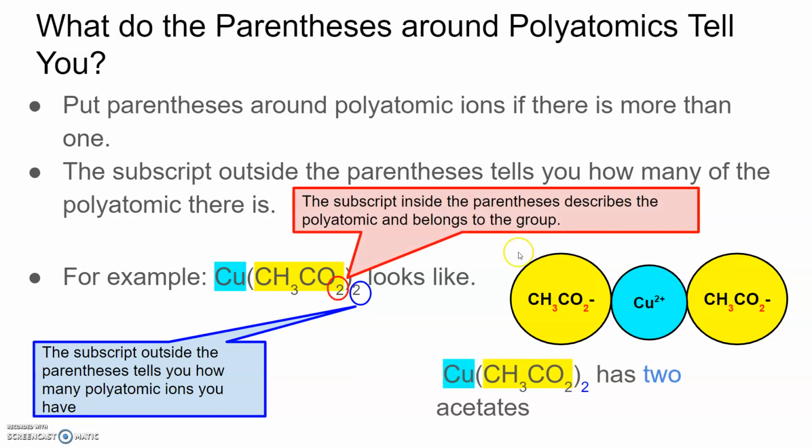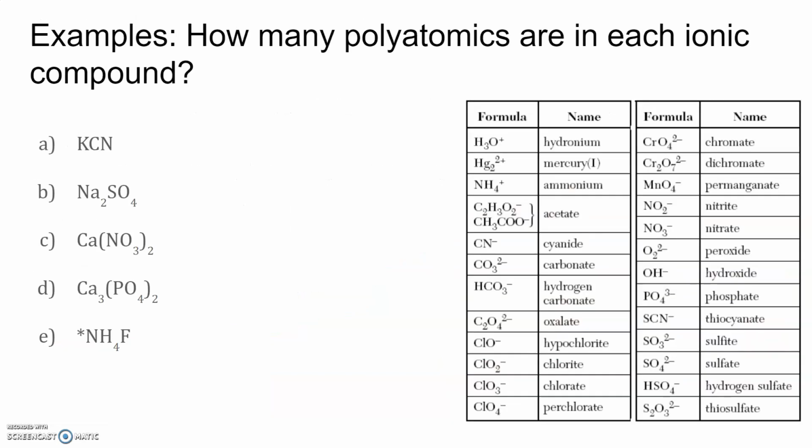Now, the subscripts on the inside, like the 3 and the 2 on the inside of the parentheses, they belong with the polyatomic, so make sure you keep them together, okay? So remember, the subscript on the outside tells you how many of that polyatomic ion you have.